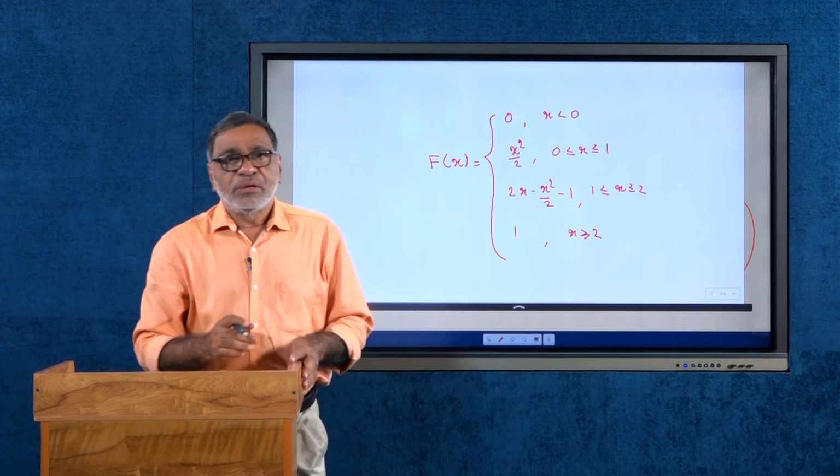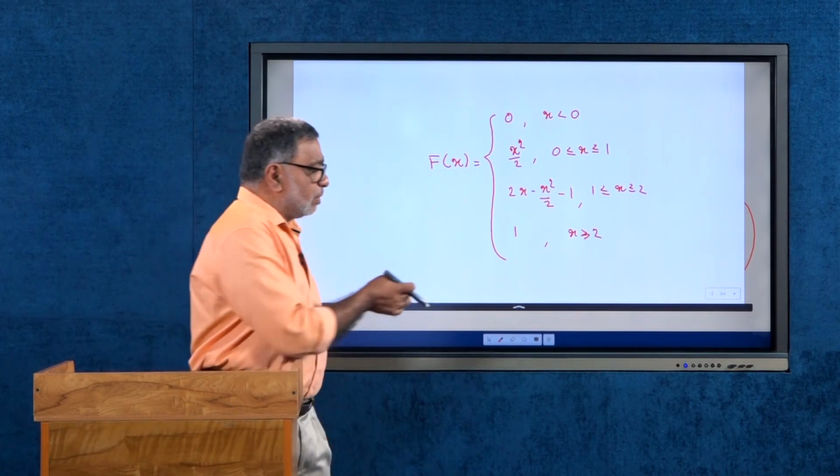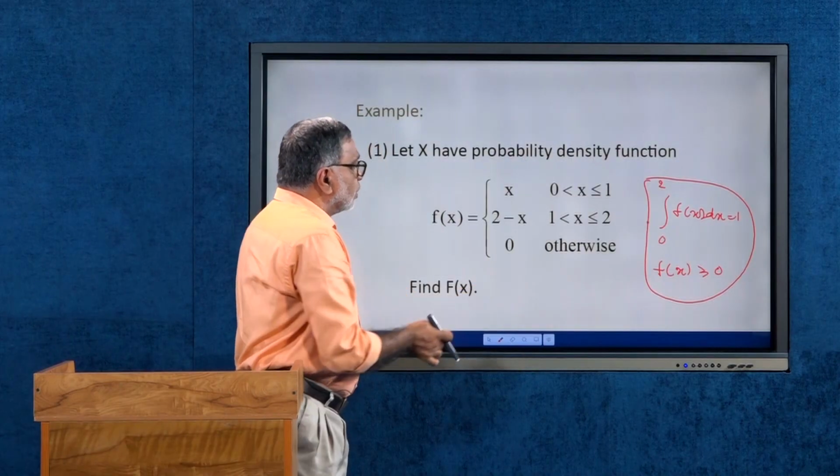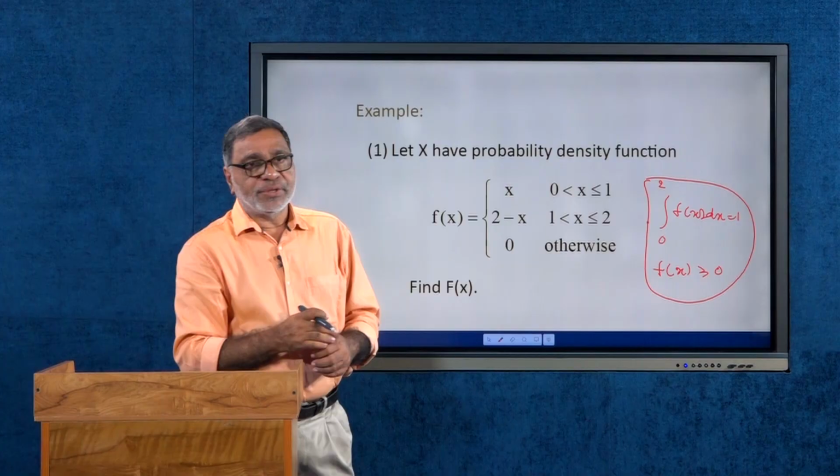This is the capital F of x. So, this is the way we can find the value of F of x, the distribution function, if the f of x is given to you.